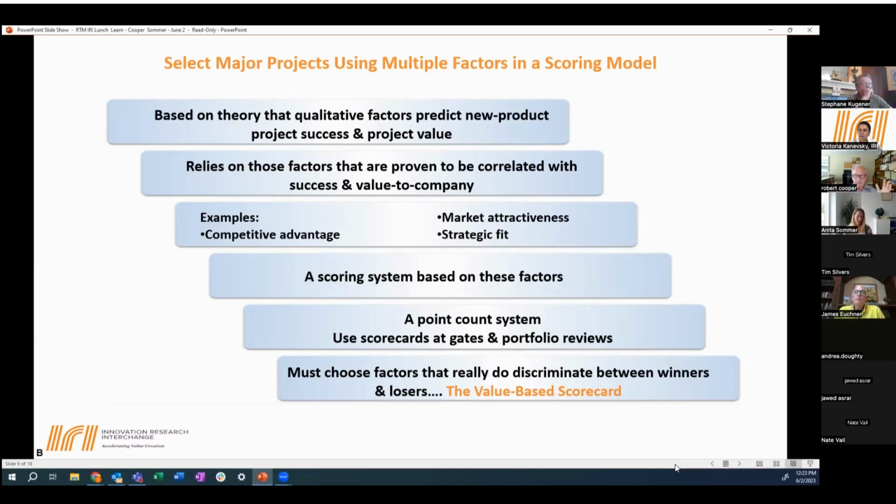And the name of the game here, guys, is that we really have to choose factors in developing a scorecard that really do discriminate between winners and losers, and you can prove it. Now, unless you want to spend a bag of money doing that research, and it's a lot of research that Procter & Gamble and other companies did to figure out what these factors are, maybe we ought to take a look at one that we've put together as an example of an excellent best practice and 100% based on research.